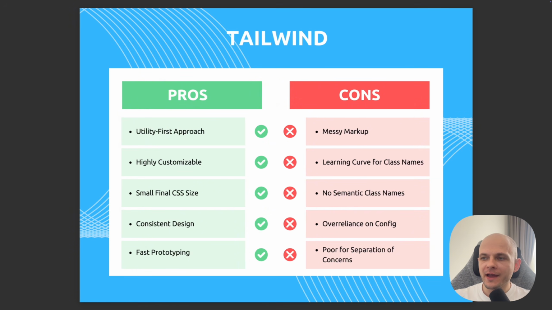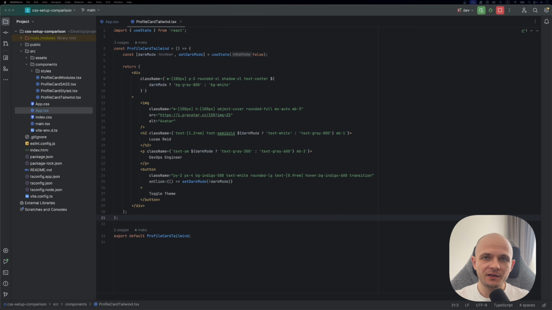Also, it has over-reliance on config and poor separation of concerns. Tailwind is ideal for teams who want to quickly build polished UIs without writing a lot of custom CSS. It is especially popular in SaaS dashboards and other fast-paced development environments.